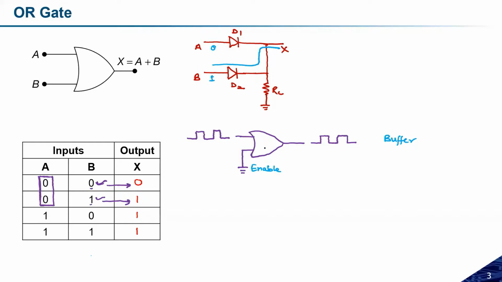If I provide logic low, then this buffer will be enabled. Let me repeat what I'm saying. If I have to use this OR gate as a buffer, I need to enable this buffer gate by providing logic low to one of the inputs. What it means is that this kind of buffer is an active low buffer. Active low means if I provide logic low to the enable signal, then this will act as a buffer circuit. So this is how this circuit works.